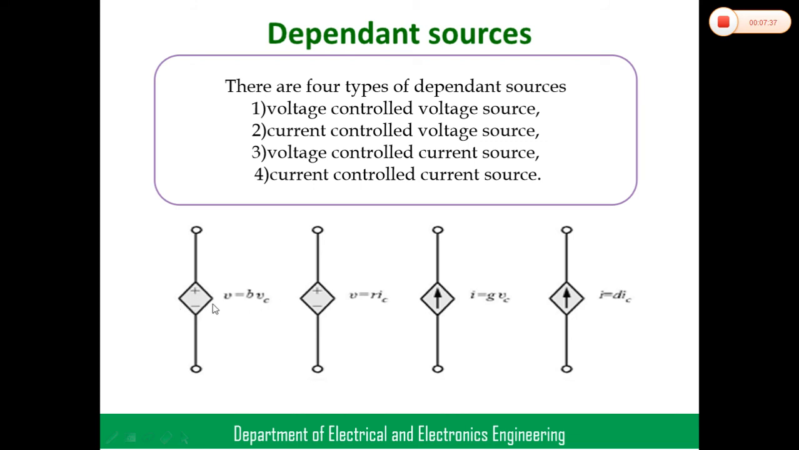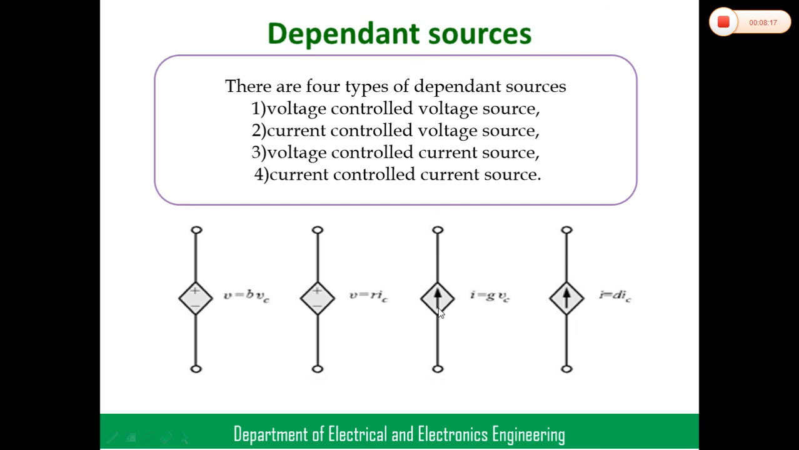Here I mentioned V equals B into VC, where V is the voltage source and VC is a voltage, so this is a voltage controlled voltage source. The second representation is V equals R into IC, where IC is a current, so this is a current controlled voltage source.